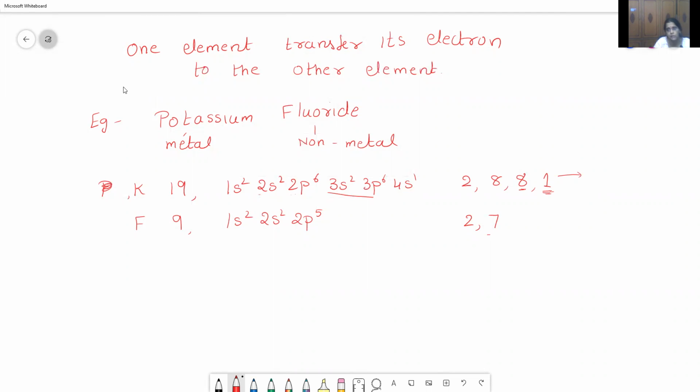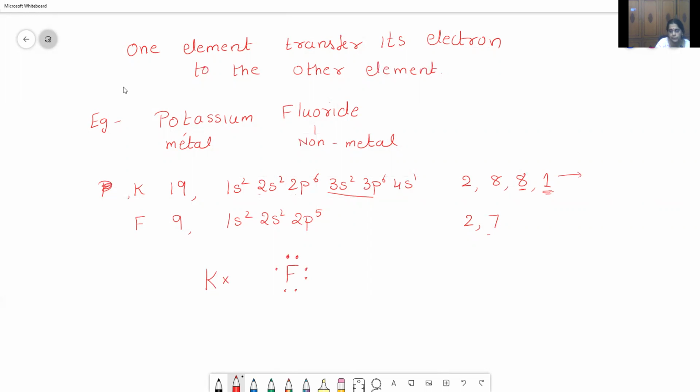Let us write it with the Lewis diagram. I'm going to represent only the valence electrons, that is, the electrons in the outermost shell. So potassium, I'm going to represent its electrons with a cross. It has 1 valence electron. Then we have fluoride, which is going to have 7 valence electrons: 1, 2, 3, 4, 5, 6 and 7.